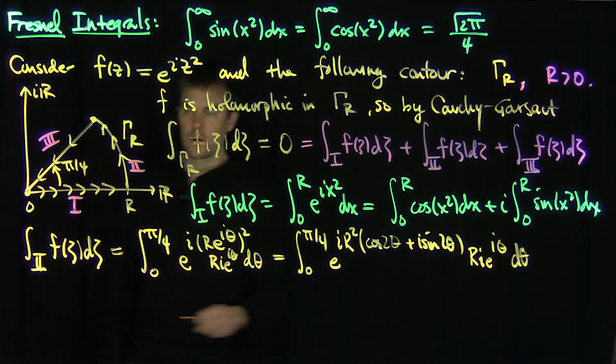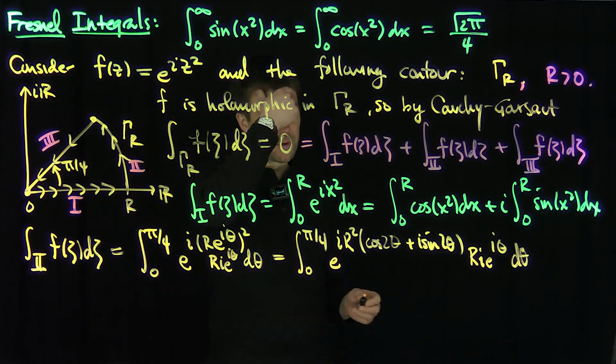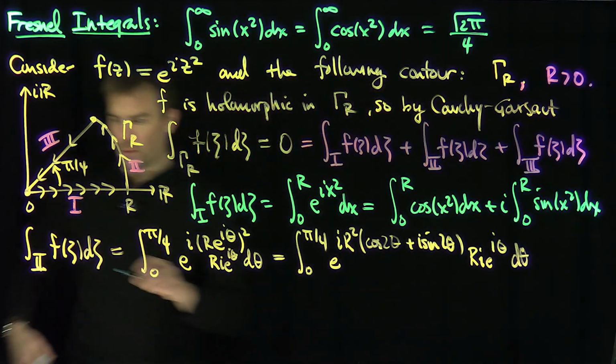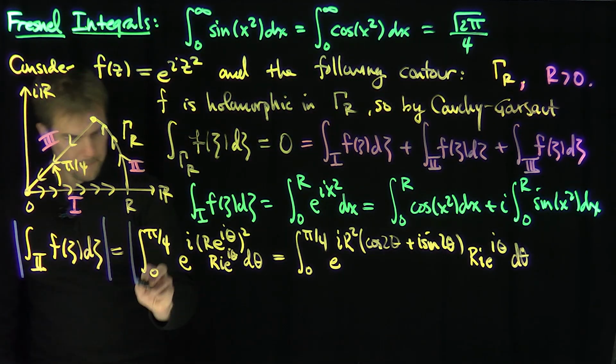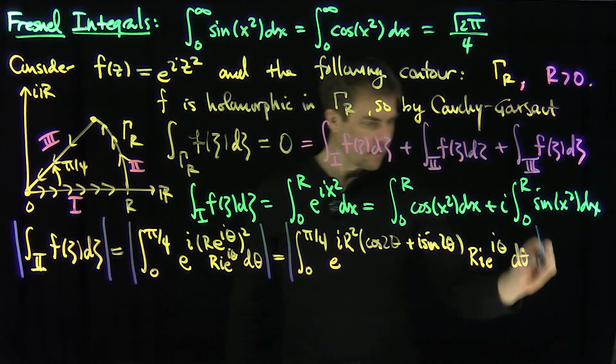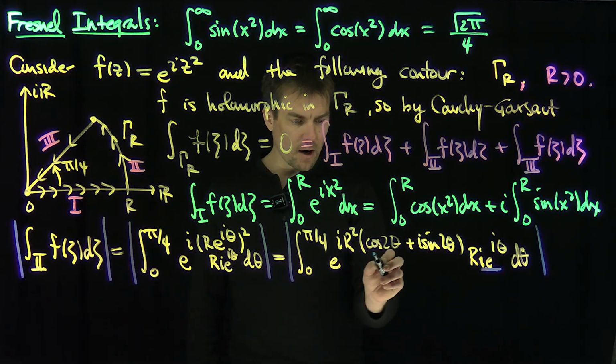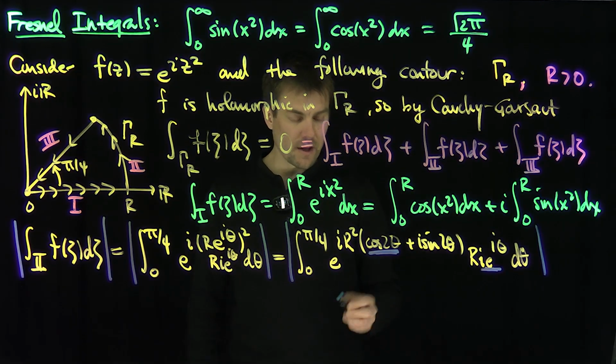Excellent. So I claim, of course, that this is going to go to 0 as r goes to infinity. So what's going to happen over here? If I take absolute values, modulus everywhere, this i e to the i theta is unimodular, and this i r squared cosine 2 theta is unimodular.